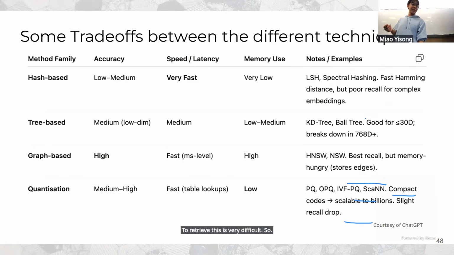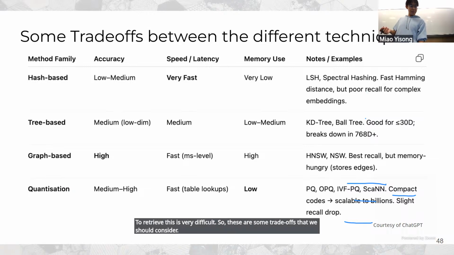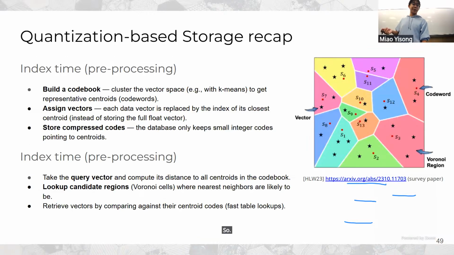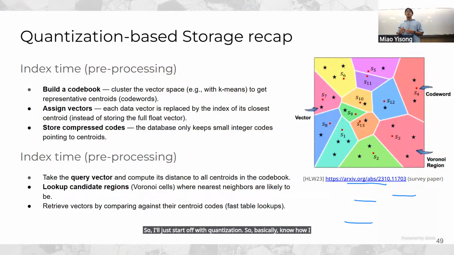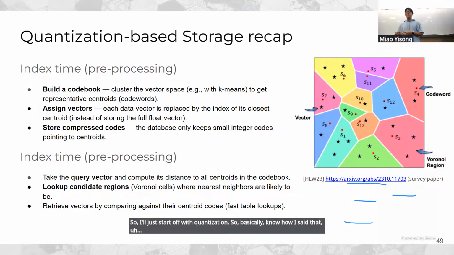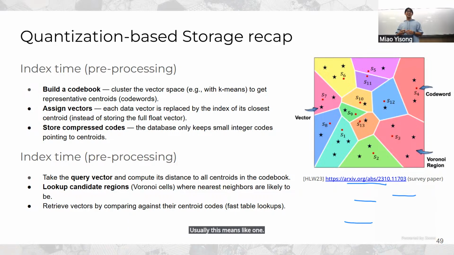So these are some trade-offs that we should consider. I'll just start off with quantization. Basically, you know how I said that data is very sparse? Usually this means, like what? In some high dimensional space.